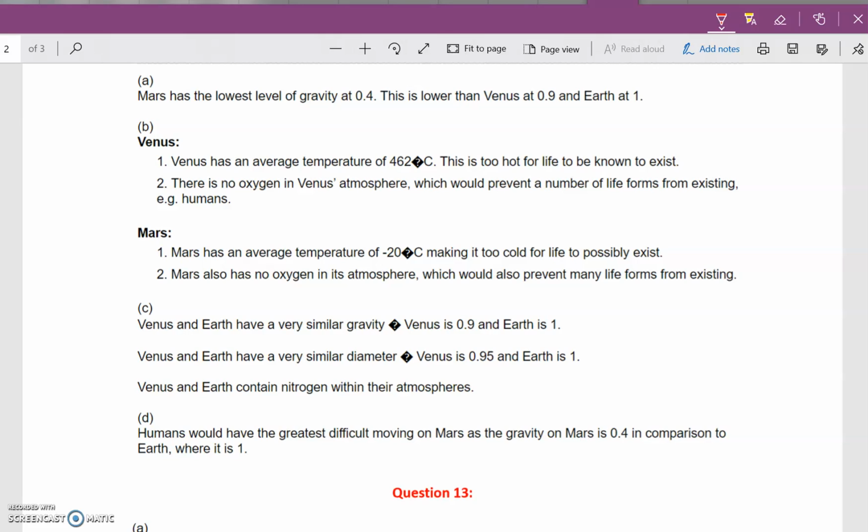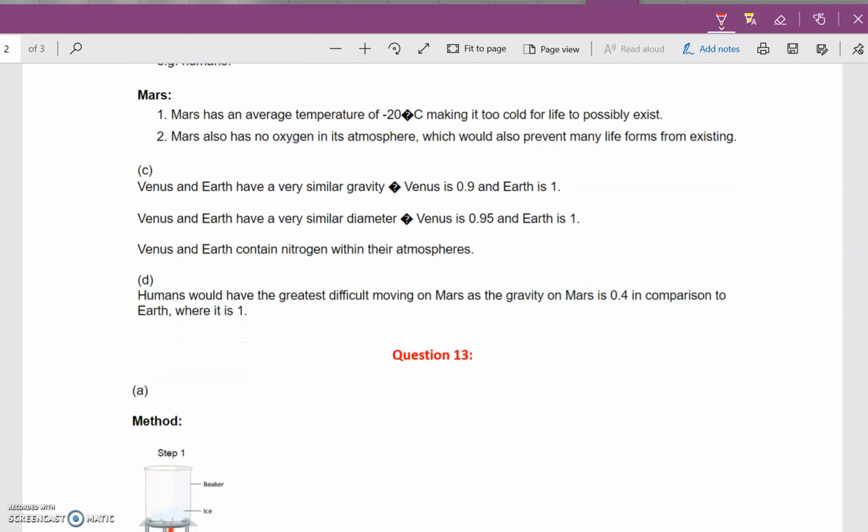The gravitational pull of Venus and Earth is similar because they're similarly sized. Venus and Earth have similar diameter. So they're again similarly sized in that regard. So we have the same gravity, same diameter, and both contain nitrogen within their atmospheres. Okay, so I think one of those would probably be enough.